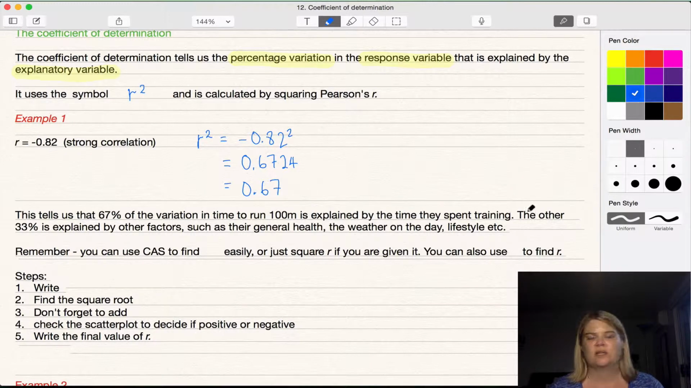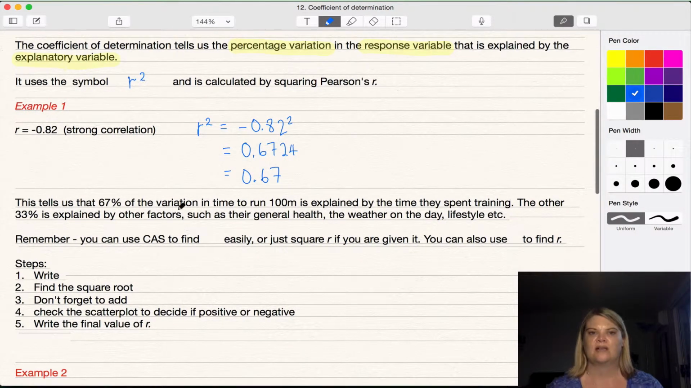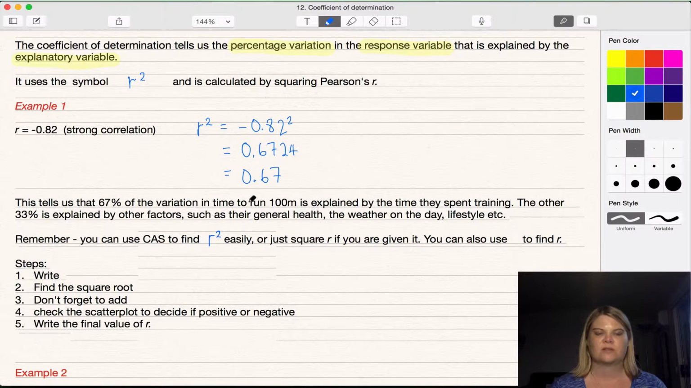What it also means, and you don't need to write this, but I'm just explaining it for you, is that the other 33% is explained by other factors. Could be their general health, the weather on the day, the lifestyle of the person, their weight, things like that. Now remember, you can use your CAS to easily find R squared. It's on the same window as R, Pearson's R. Or if you're given R, you can just square it and you'll find R squared. You don't need to go through and fill in all the information on your CAS to do that.